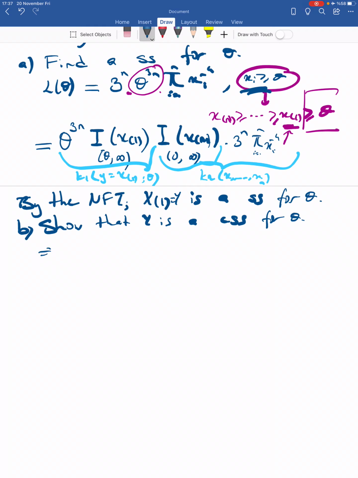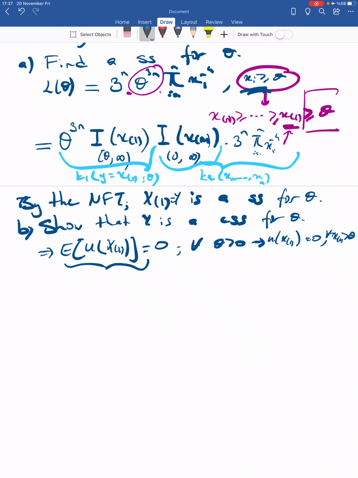Okay, so first of all we need to show that the expected value of u(x1) is 0 for all theta requires that u(x1) itself is 0 for all x1 greater than theta. Okay, so we need to show that. So what is this? We have a continuous random variable and the lower bound is theta, so the integral of u(x1), and then the PDF of the first order statistic here, dx1, equate it to 0 and then try to show this.